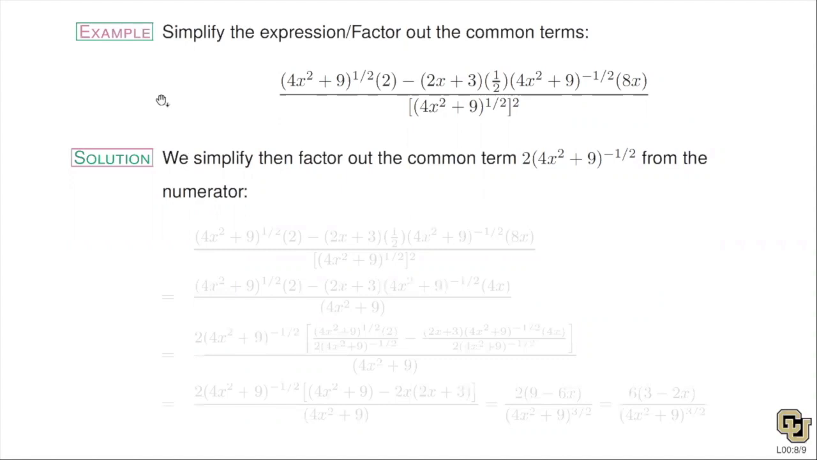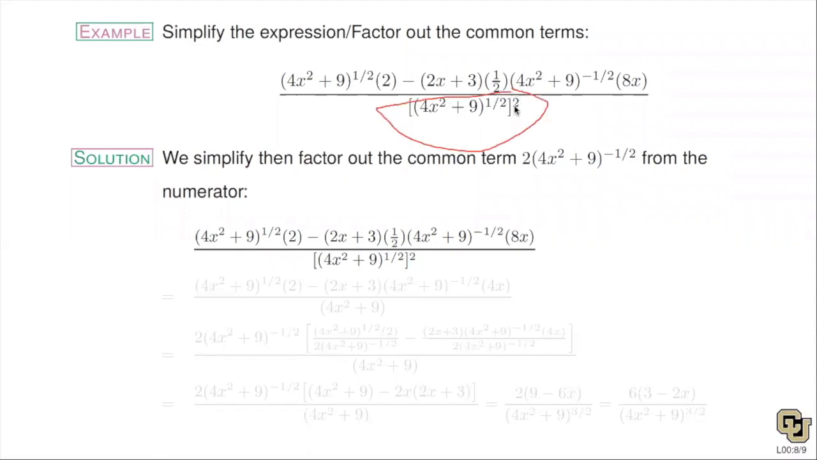Okay, so the first thing I notice here is there's some math we can do. So first of all, we can go ahead and square down here. We can multiply these two exponents. And then what else can we do? Let's see. I can multiply the 8x and the 1/2 in the numerator.